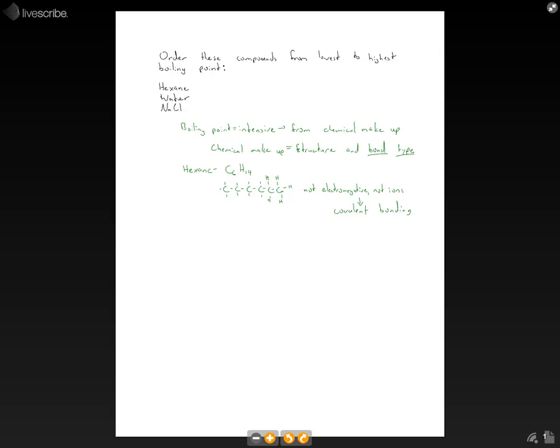Okay, so now let's look at water. Water is H2O, and it looks like that. And oxygen is very electronegative. So we can say that this is polar bonding.